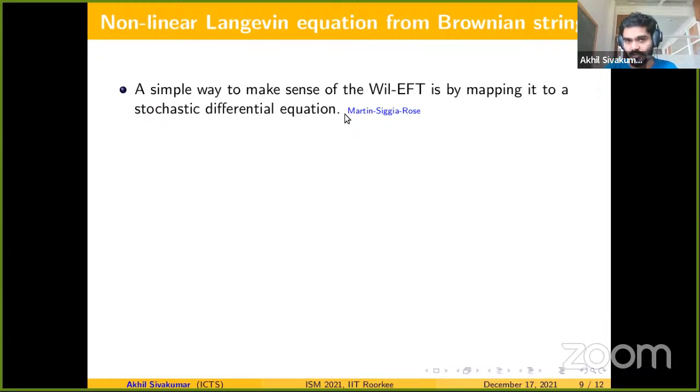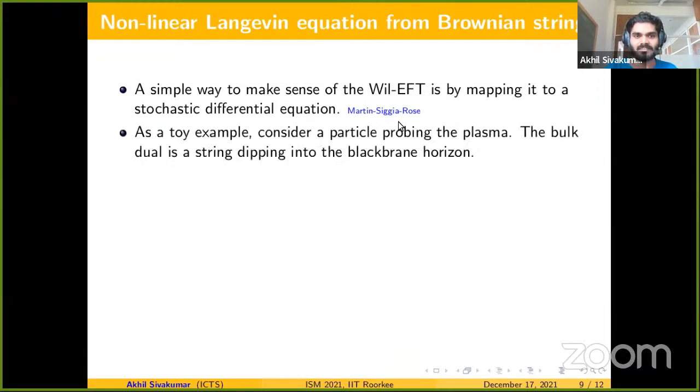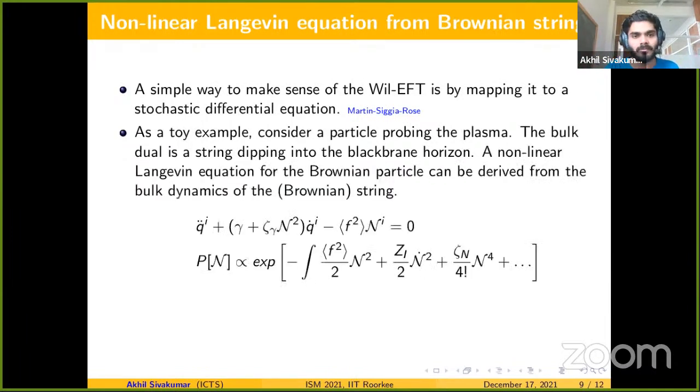There's a general procedure to do it, as done by these guys. As a simple example, consider again the particle probing the plasma, the Brownian particle. The bulk is dual. In the bulk, the particle dualizes to a string which starts from the boundary, from the particle, but then goes all the way to the black brane and dips into the horizon and so on.